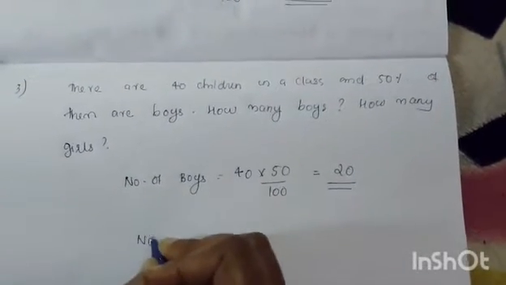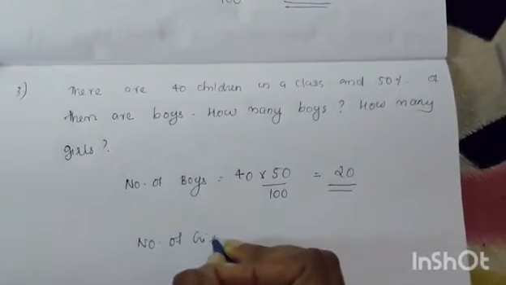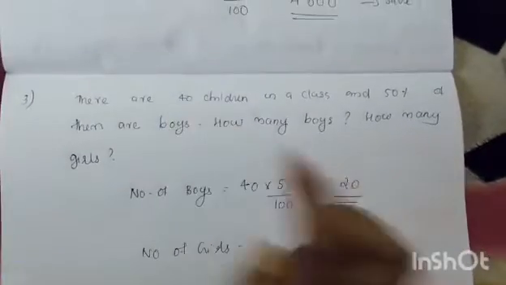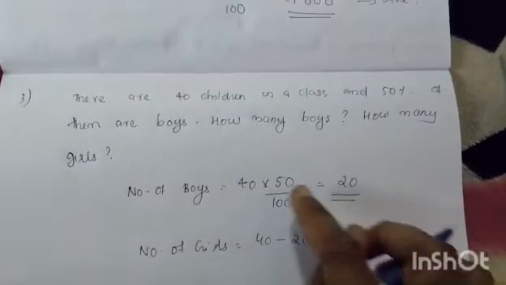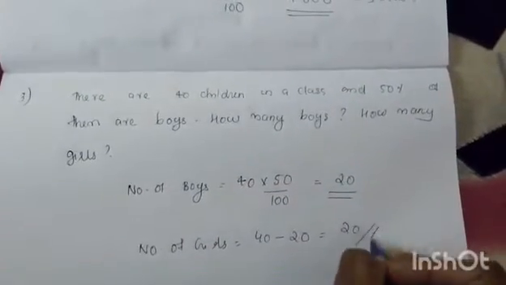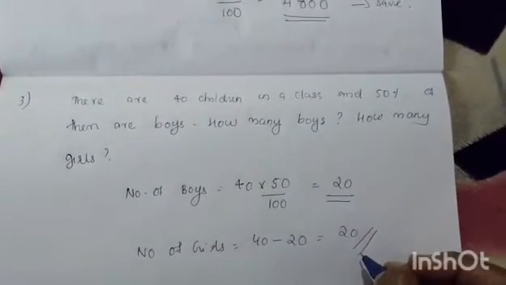Then next we want to find out the number of girls. The total number of students is 40. So we subtract the number of boys, 20, from 40. Here also, 20 girls are there in the class.